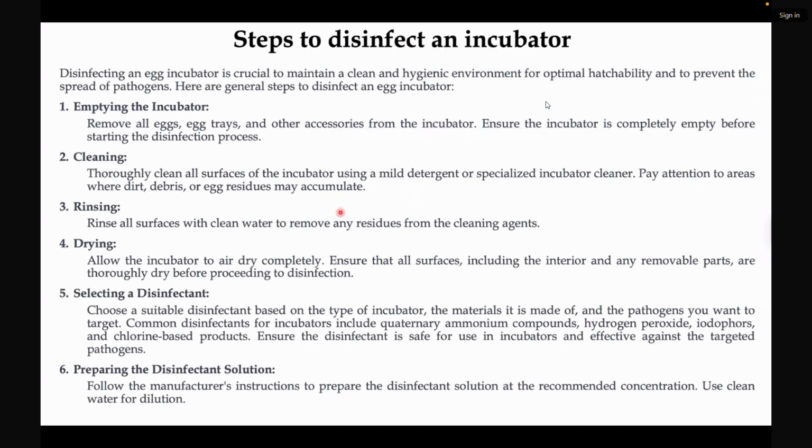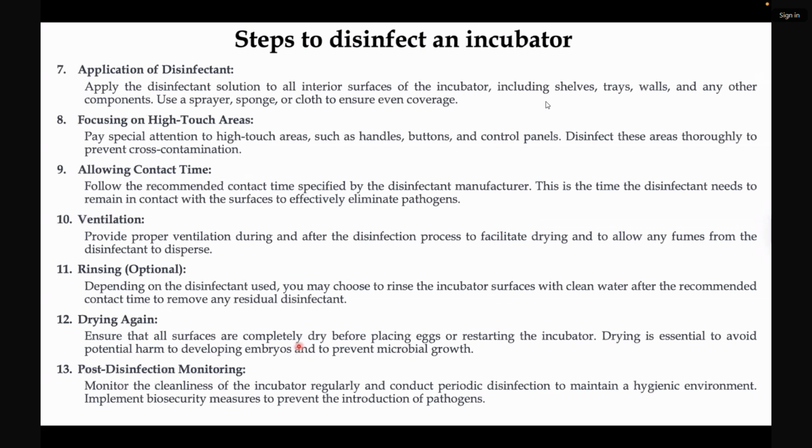I think that's all about the steps of disinfection for the hatchery. And for the incubator, as I mentioned earlier, these are all the same. We have to do the emptying process, cleaning, rinsing, drying, selection of disinfectant, and preparing the disinfectant solution, all the same.